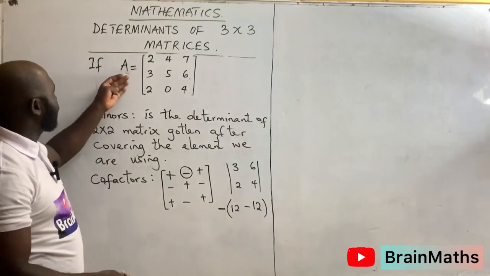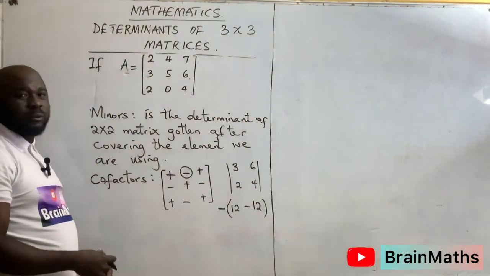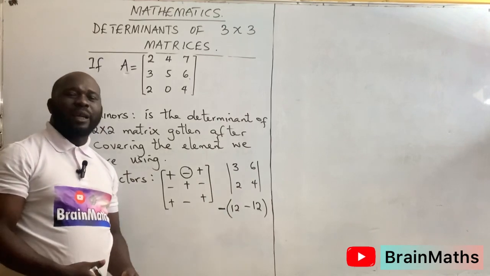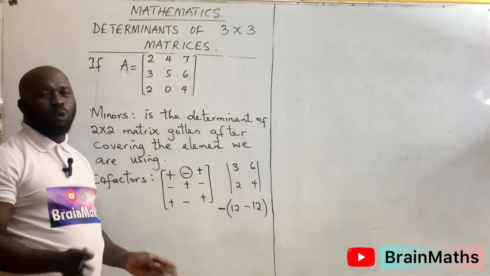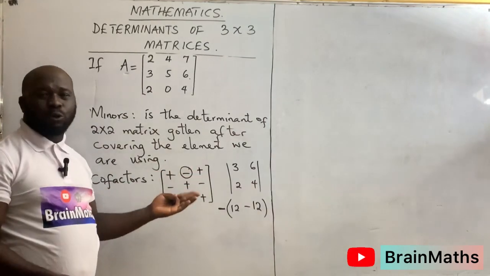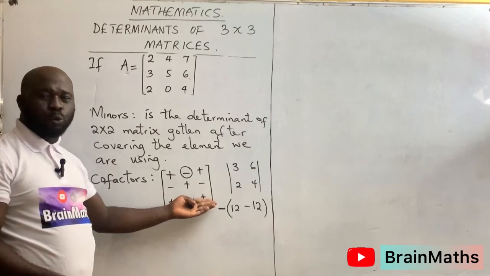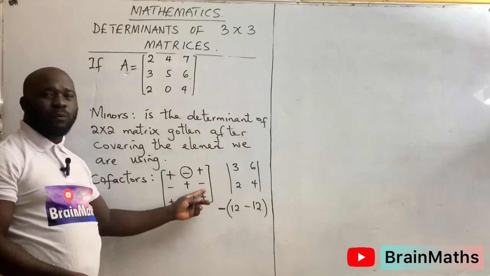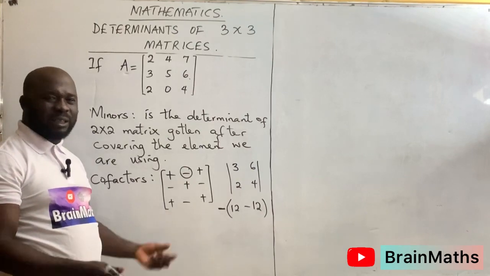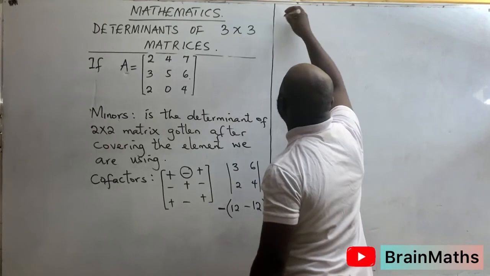So let's try to find the determinant of this matrix A. Don't forget that we can find the determinant by expanding along any row. If you're using row 1, you expand along row 1 using these cofactors. If you're expanding along row 2, you use the cofactors for row 2, and also the cofactors for row 3, as the case may be.